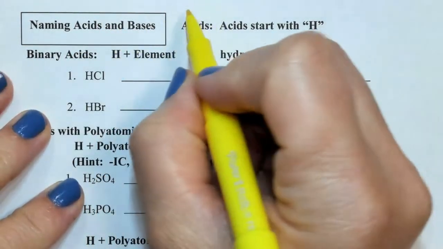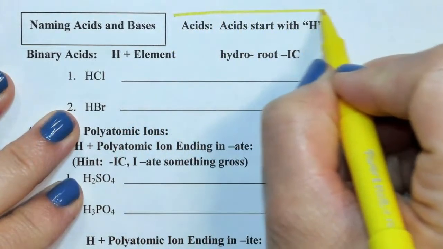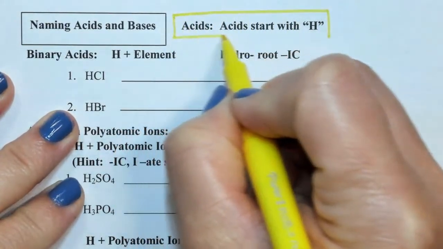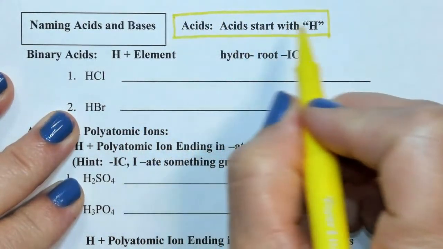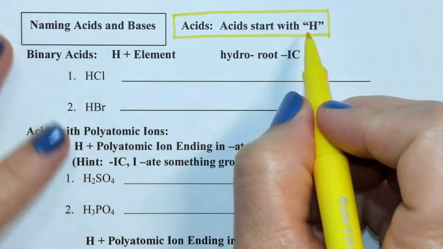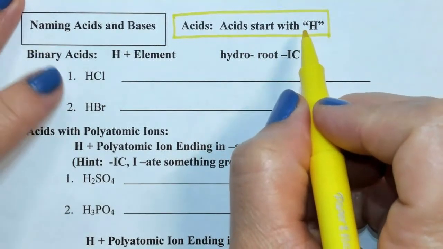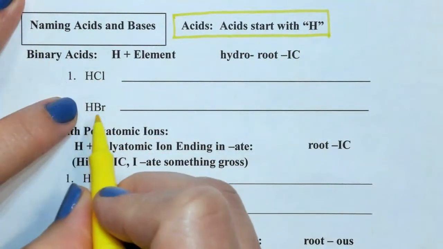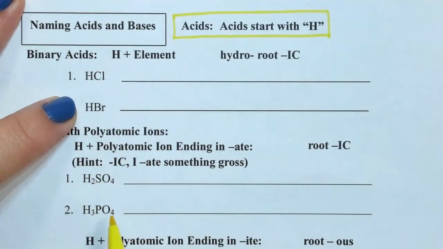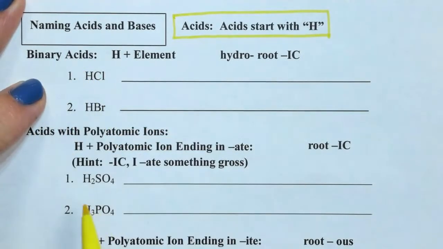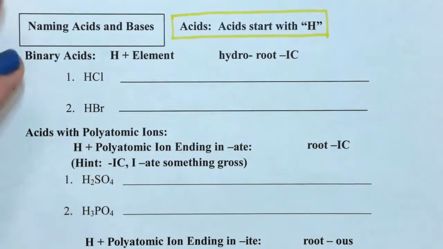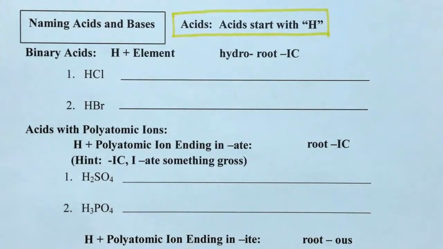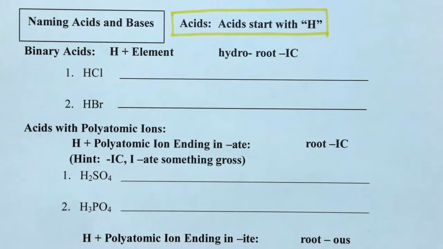The very first thing you've got to know is that all acids start with hydrogen. So any acid is going to have hydrogen in the front of its formula. All acids start with hydrogen. So you see HCl, HBr, H2SO4, H3PO4, all of them start with hydrogen. These are all acids. The second thing you need to know is that there are two different kinds of acids.